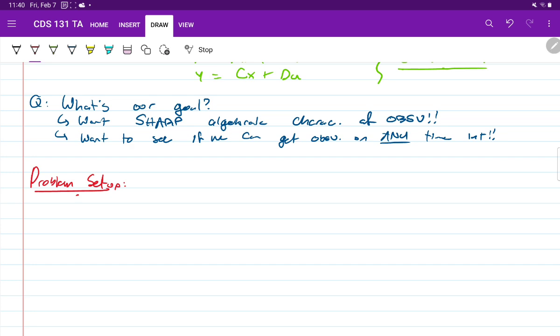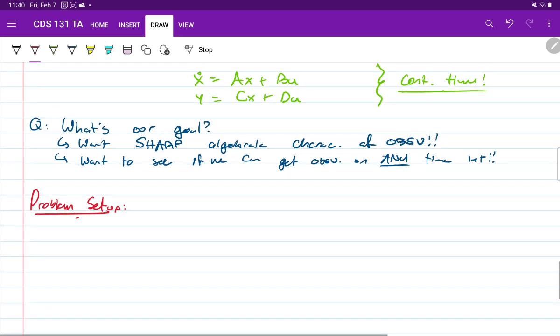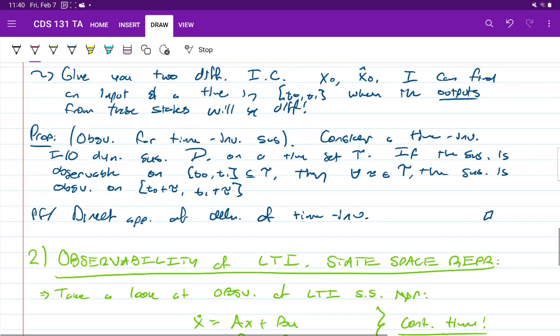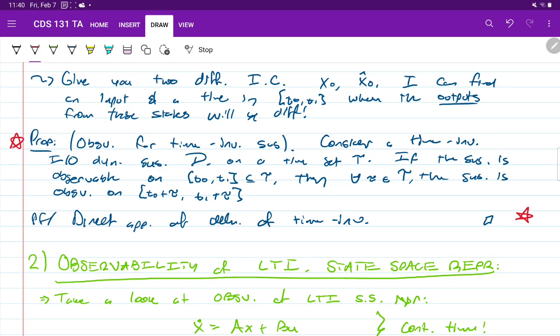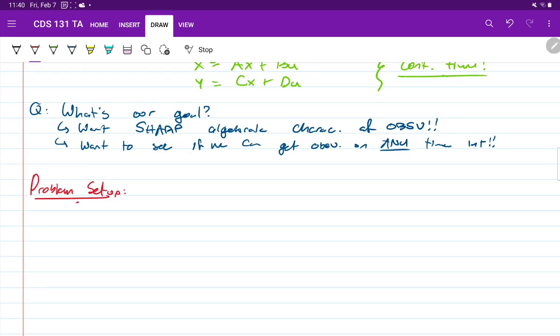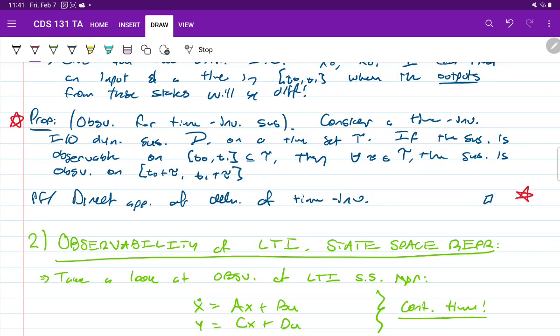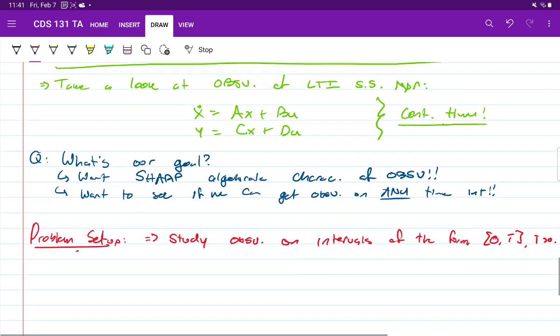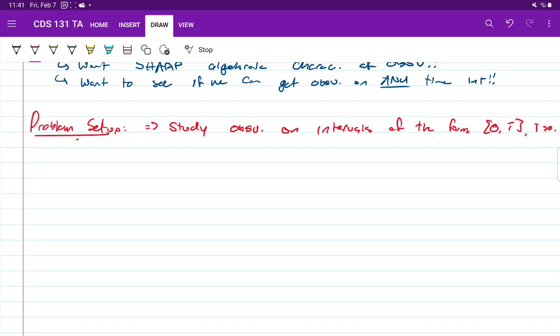So let's see if we can make any simplifying assumptions to make observability a little bit easier to study. Well, first, as a result of this proposition, since observability on one time interval is the same as observability on another, we'll just study observability on intervals of the form [0, t] for some t greater than 0. Because if I shift this by any time t in R, I can reach an arbitrary interval by this time invariance property. So that's the first thing that I'm going to do.